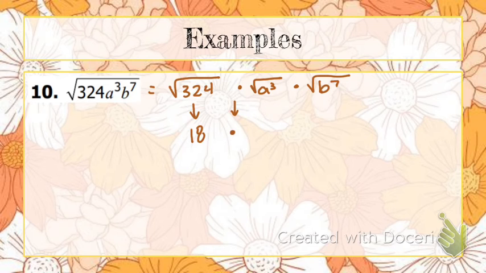The square root of a to the 3rd. Remember, this is understood to be a 2. So let's just go ahead and put an a and a square root and an a, because we know that there's going to be stuff left over because 3 is not divisible by 2. So 2 goes into 3 one time with 1 left over. Okay? And we know that those 1s are understood and don't actually have to be written. So we're just going to write this as a times the square root of a.